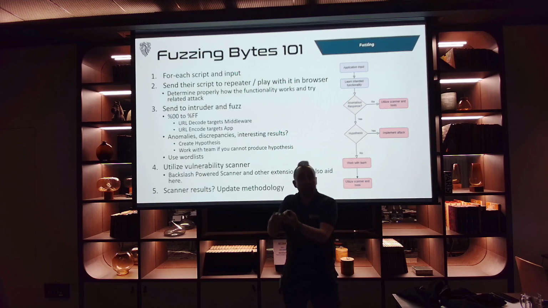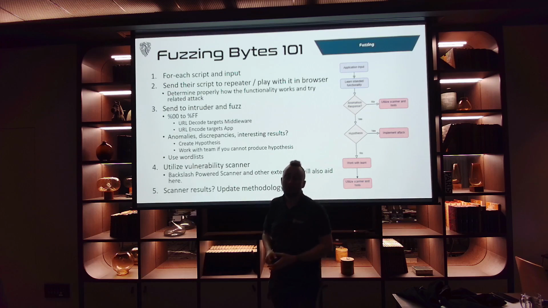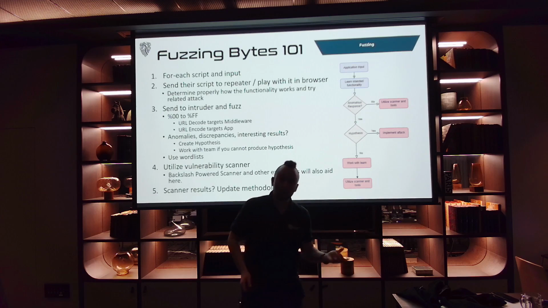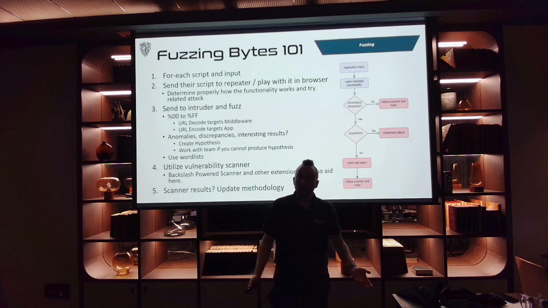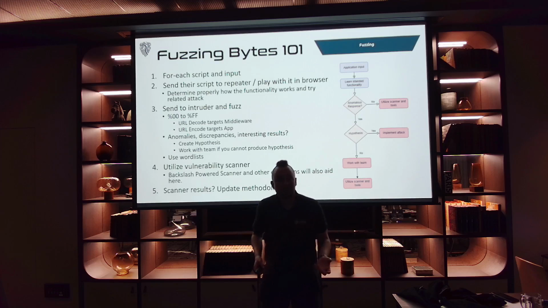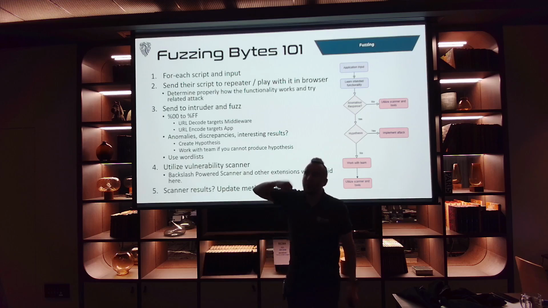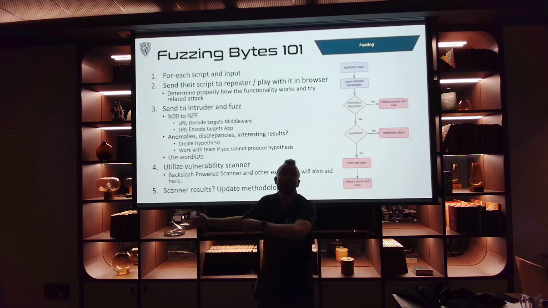You should also use a word list based on your experience or based on the target type, based on what the application does. And also, you should send that specific input, my name equals Chris, to a vulnerability scanner to support you, so that just in case you missed something, the vulnerability scanner gives you a second chance. And if the vulnerability scanner finds something, we need to go back to our methodology and make sure that the next time we test, we are able to find that vulnerability, that we are able to find what automation could find, right?